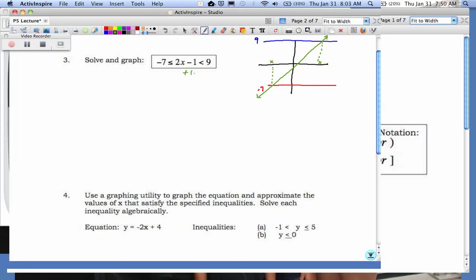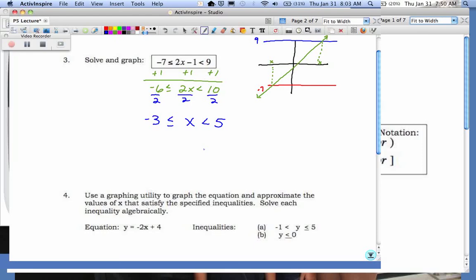So you go plus 1 everywhere. Negative 7 plus 1 is negative 6. And so the idea is you're going to isolate your variable right down the middle. So you get the x all by itself. So our next step is divide by 2 everywhere. And we get negative 3 is less than or equal to x, which is less than 5. So your x is somewhere between negative 3 and 5.